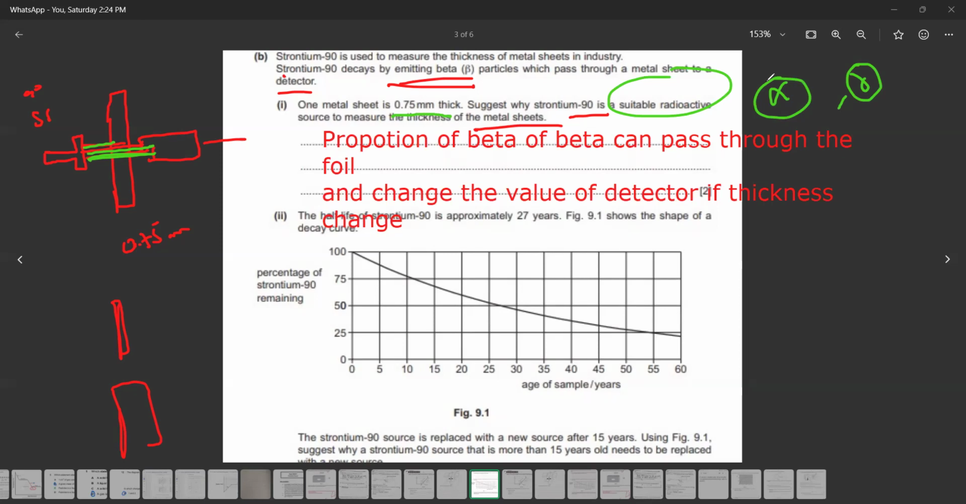We talk about both of them, alpha and gamma, and why they are not suitable. The reverse argument is that you can write the answer in two ways. Either the thickness changes, that will change the amount of beta particles, or alpha is not suitable because it will be stopped completely. Gamma is not suitable because it won't be stopped at all. So you are left with only beta.